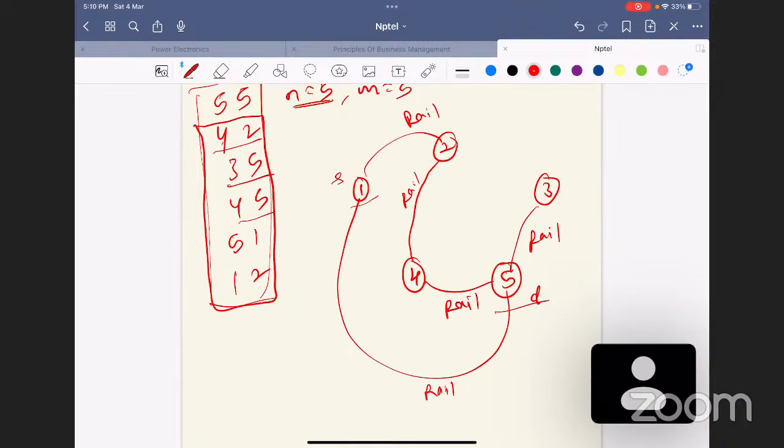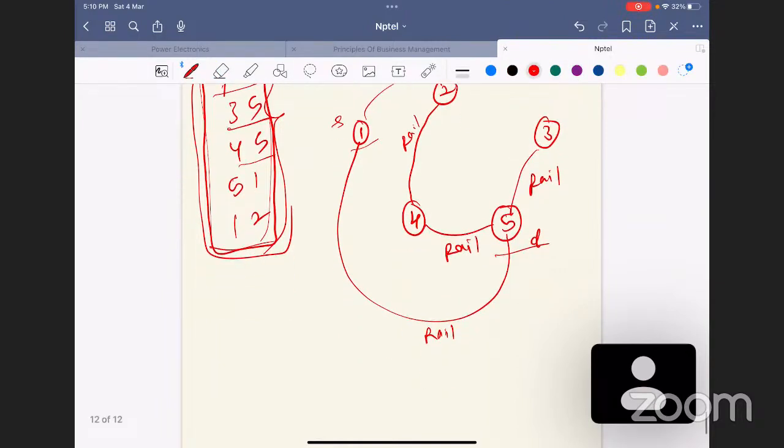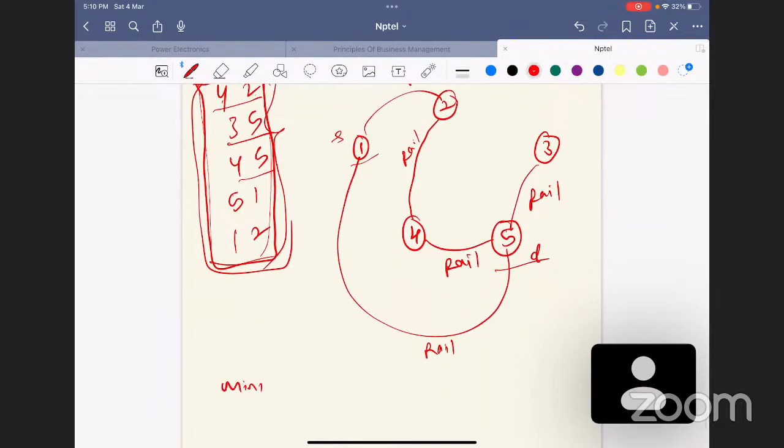Now, as I had said, if a pair is not given in the input, that means there is a road between that pair. So there is a road between 2 and 3. To not make it messy, I will not mark the roads, but you should know that if I have not added an edge between any two towns, that means there exists a road between them. Okay, so now let's calculate the minimum time taken.